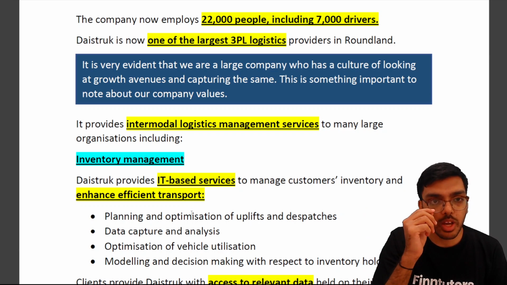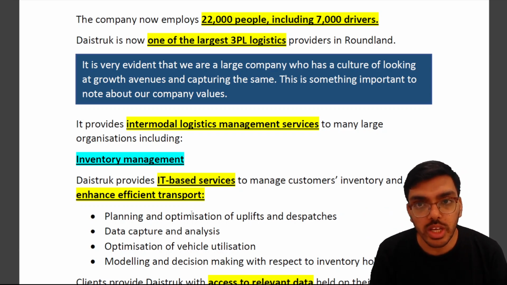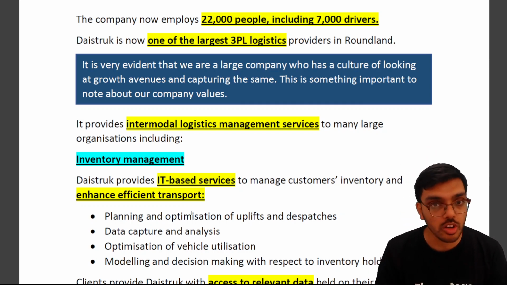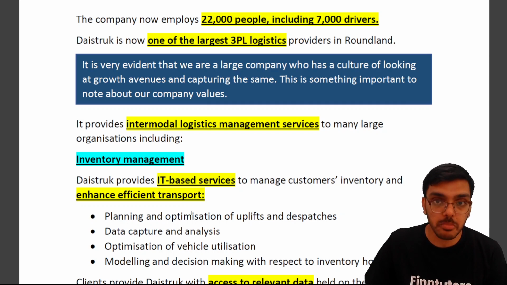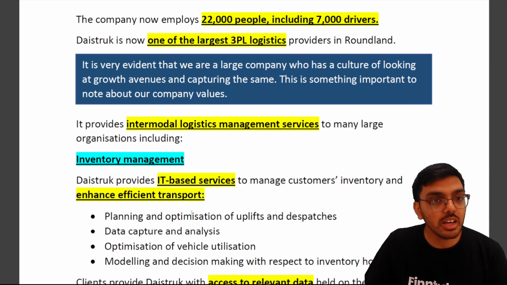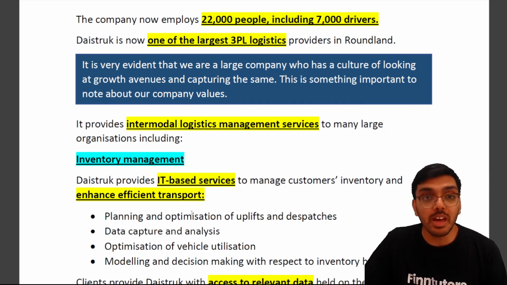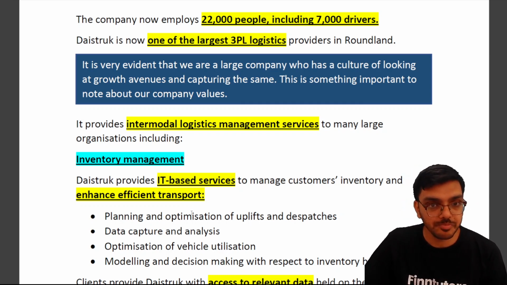The company now employs 22,000 people, including 7,000 drivers. So a large company, not a small one. 22,000 people and 7,000 drivers. Daistruk is now one of the largest 3PL providers in Roundland. So in Roundland, in so many years, we have become a household name. We know that. And we are one of the largest providers as well.